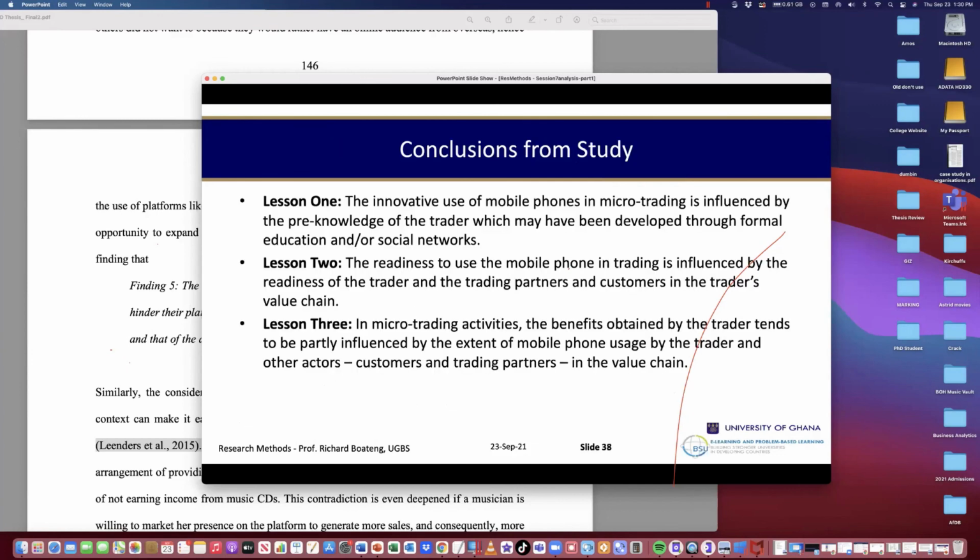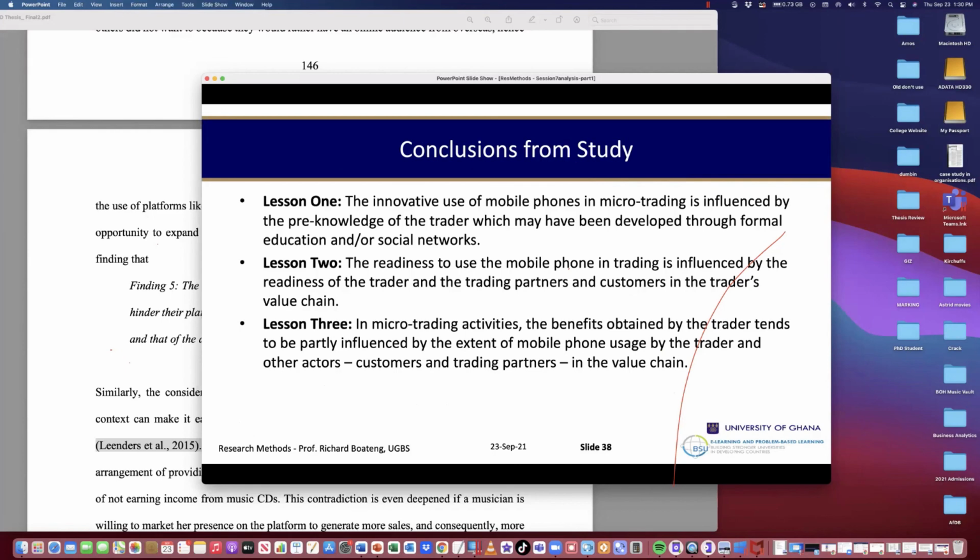So, conclusions from the study, that was the papers, the one from the micro trading and then the women. Some of the key conclusions that we came up with is that the innovative use of mobile in micro trading is influenced by pre-knowledge of the trader, which may have been developed through formal education and social networks.